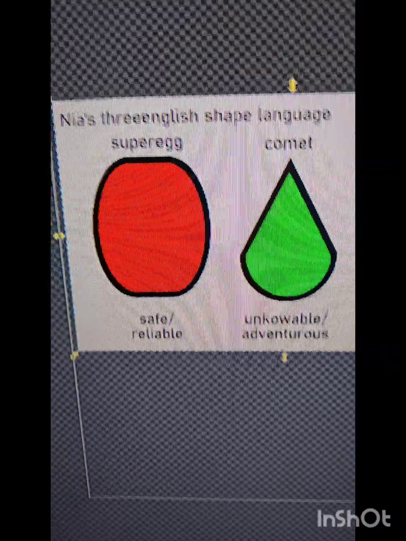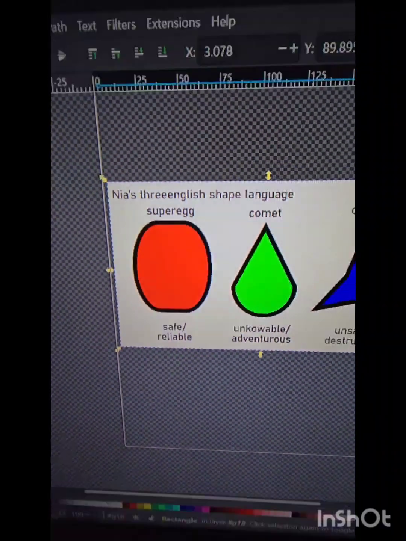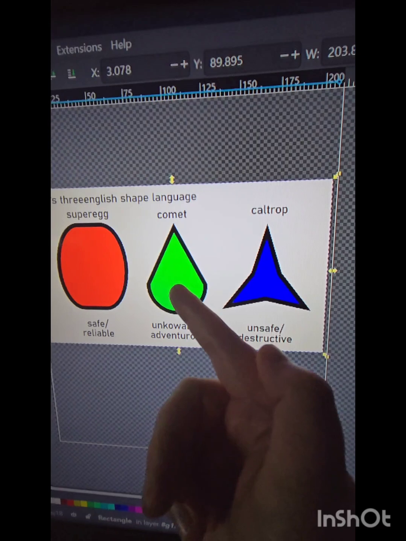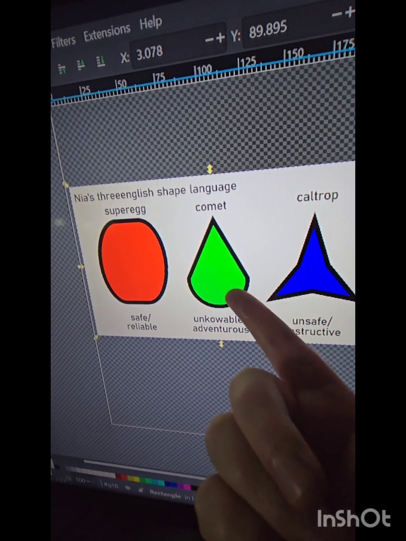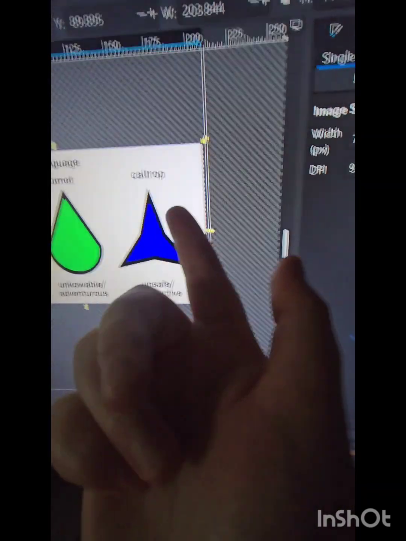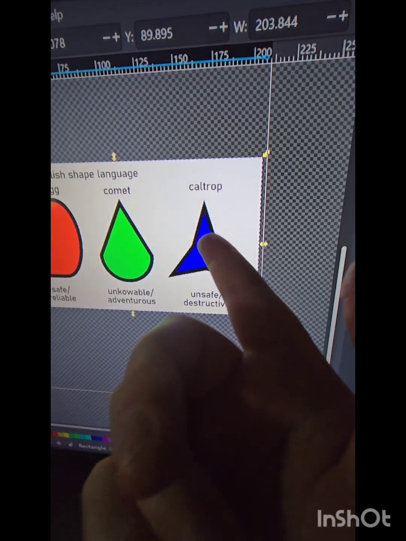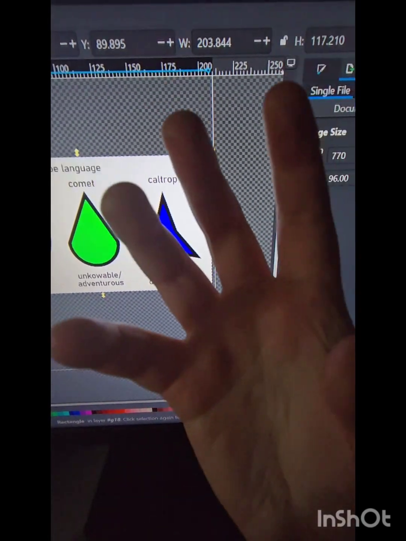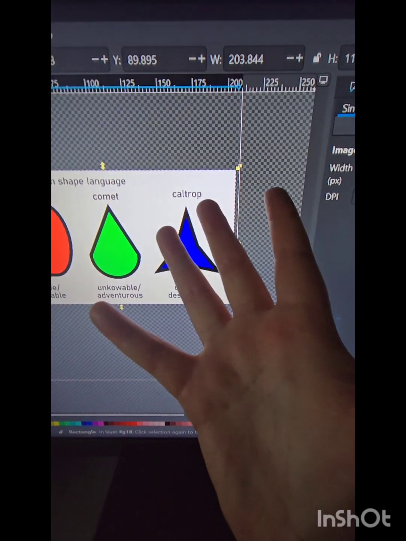Oh, and as a follow-up, yes, the colors have meanings too. And I invented my own shape language, the comet, but it could also feasibly be a leaf. I mean, and it's green, so the leaf, the super egg, and the caltrop. Now, the reason these are better than regular shape language, at least within my brain, and my brain is the language, is that the language is my brain in a compressed form.